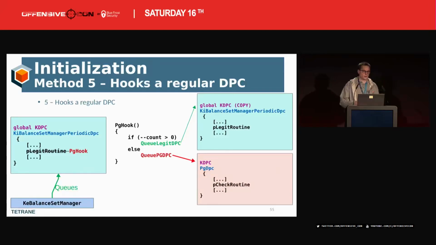I said sometimes because basically there will be a counter. Usually it's between 120 and 130 times, so between these values. And every 120 times or so, it will queue the PG DPC instead of the legit one. So it may be interesting also to look at this if you maybe want to hook this legit routine yourself.